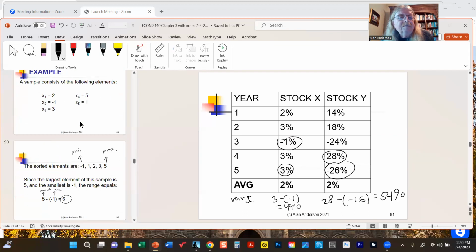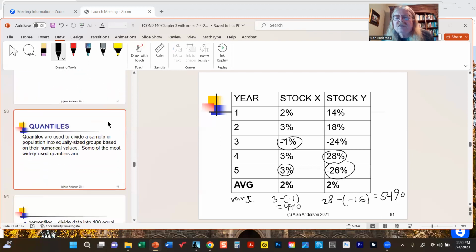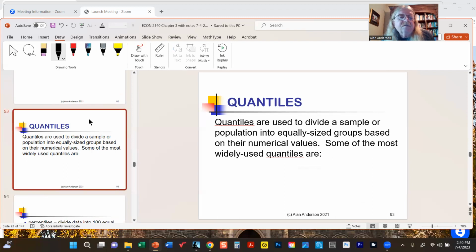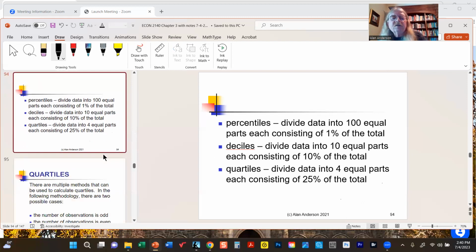All right, so we'll use this. It's a good first approximation. It doesn't give us quite as much information as some of the other measures. Here's one that you might run into from time to time. It's called quantiles. So basically, this is a way of breaking up data into equal parts. And so let's take a look at three ways we can do this. And I'm sure you've heard of some of these before, especially percentiles.